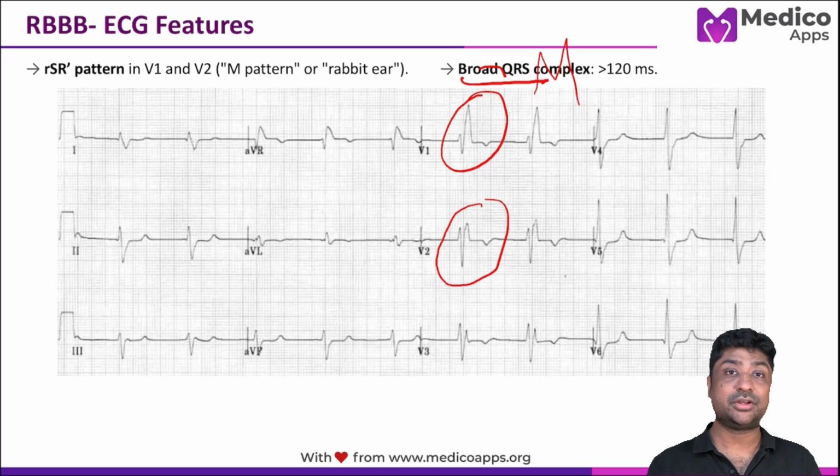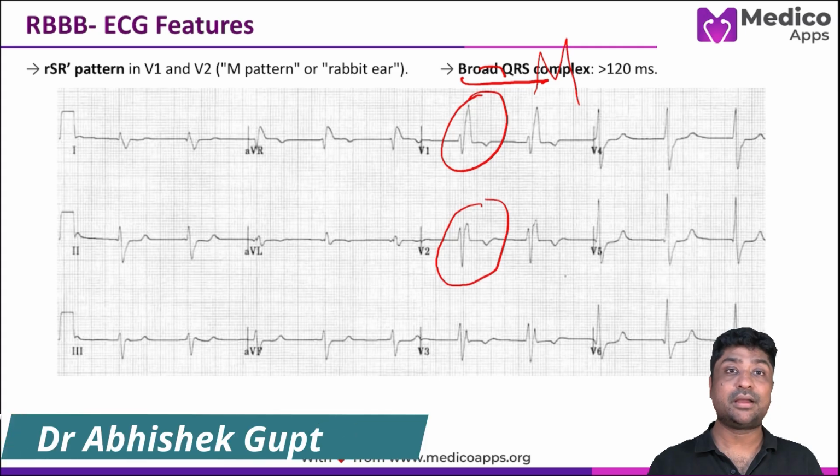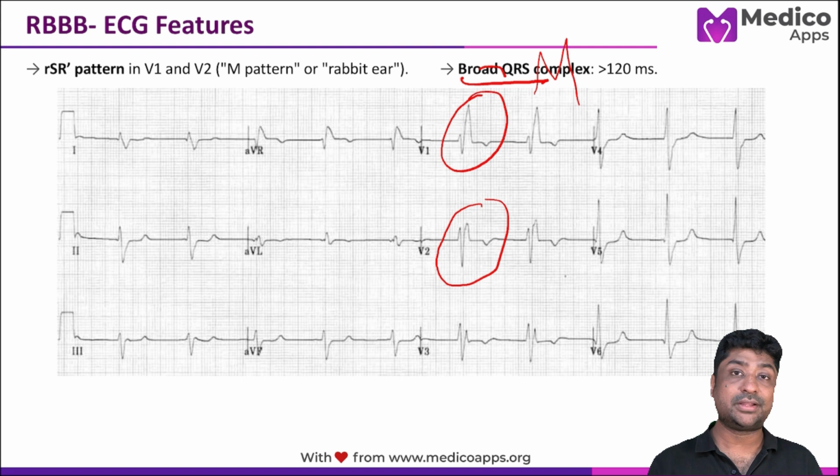Next is the wide slurred S wave or W pattern in leads V5 and V6. These lateral leads pick up the delayed activation of the right ventricle pulling away from the left, which shows as a widened terminal S wave. Another feature is the dominant S wave in V5 and V6. Instead of a tall R, these leads show a deep S because left to right forces are exaggerated due to the delayed right ventricular conduction.